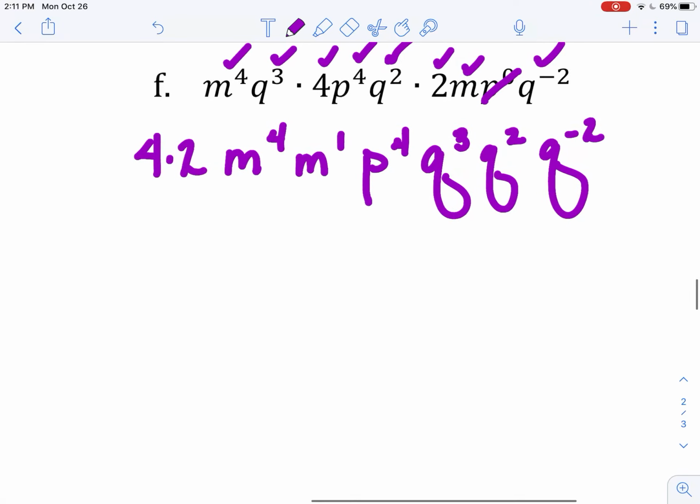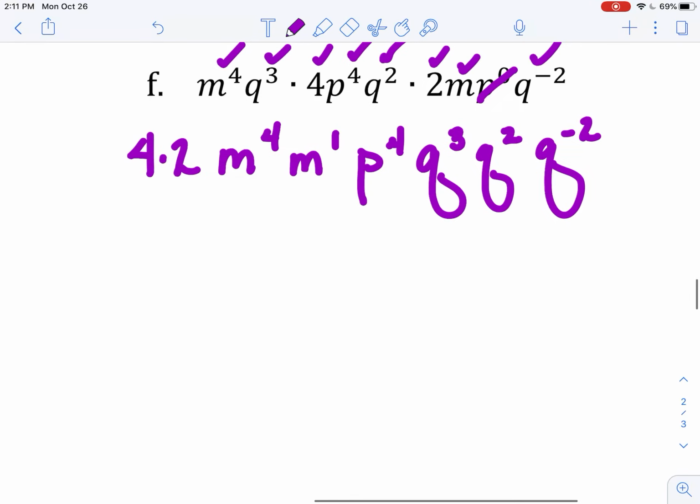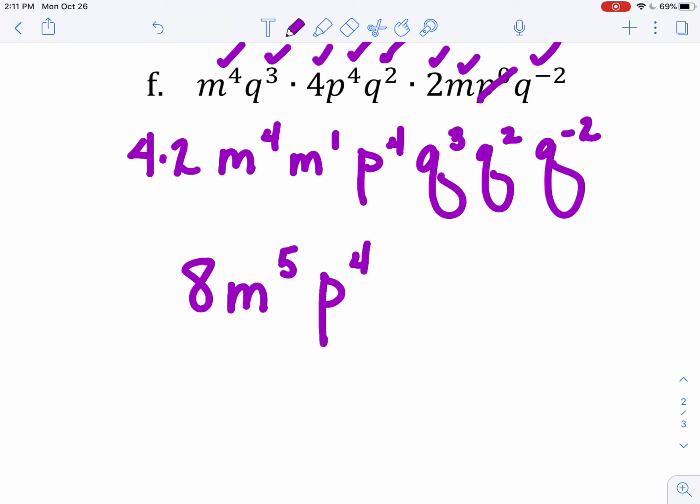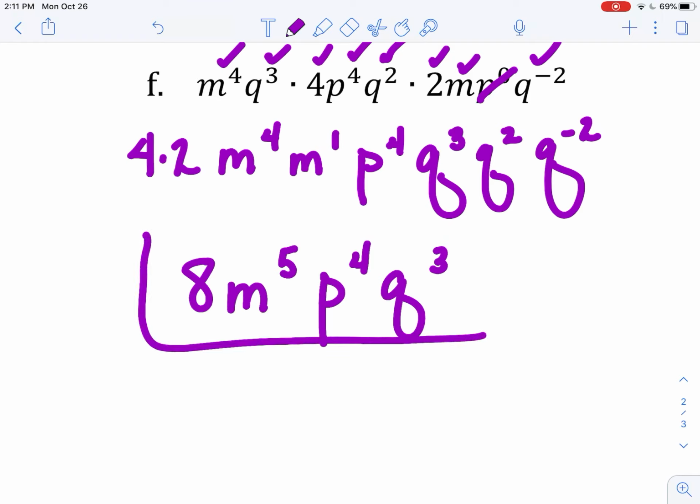I'm going to combine the things that should be combined. So we have 4 times 2 is 8. We have 2 m's in a row, so we're going to write 1 m and add up the exponents. 4 plus 1 is 5. There was only one p, and it was to the 4th power, so we're leaving it. And then we're going to add up all of our q's. A 3 and a 2 add to 5, but a 5 plus a negative 2 adds to a 3. And we are done.